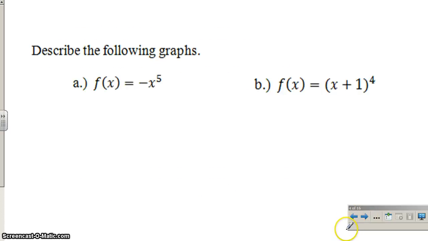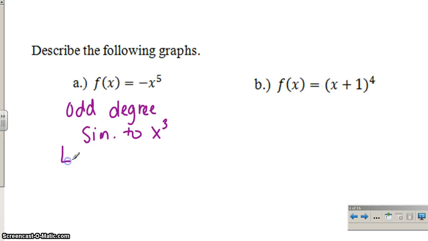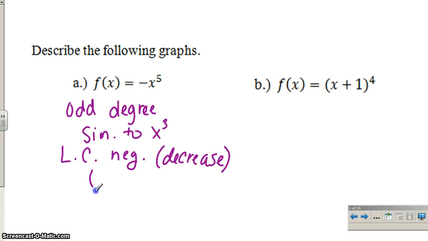All right, so let's think about these graphs and what they would look like. This graph is negative x to the 5th. Since it has an odd degree, it is going to look similar to an x cubed. But since the leading coefficient is negative, we know that it is going to be decreasing. So it will look something similar to starting up and decreasing down. Sorry, my drawing is not that great right now.